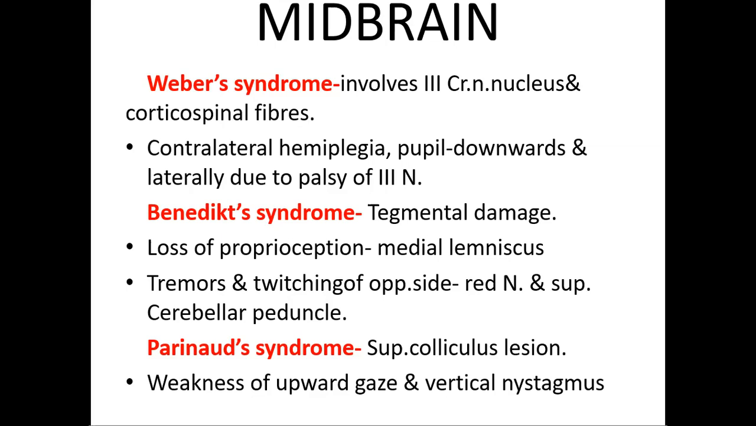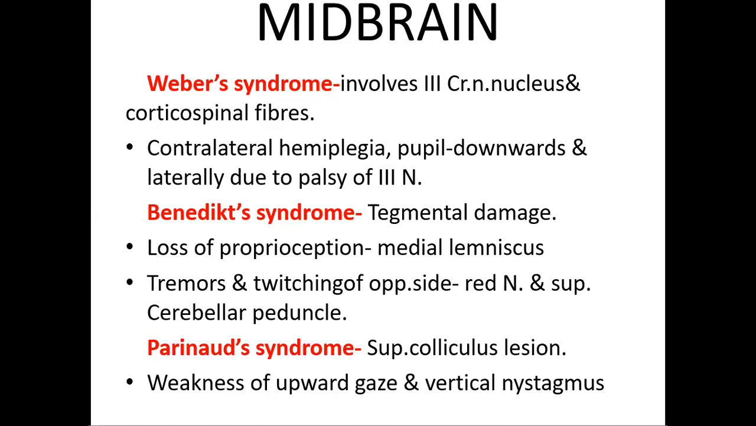And in Benedict syndrome, the tegmentum is damaged. We have two things in the midbrain: one is the tectum and another is the tegmentum. Among the two, the tegmentum is damaged too much. So mostly the tegmental damage is seen in Benedict syndrome, and as a result, the person will have loss of proprioception, tremors that are felt continuously, and twitching on the opposite side. When we say opposite side, we have to call it contralateral. The red nucleus is also affected there.